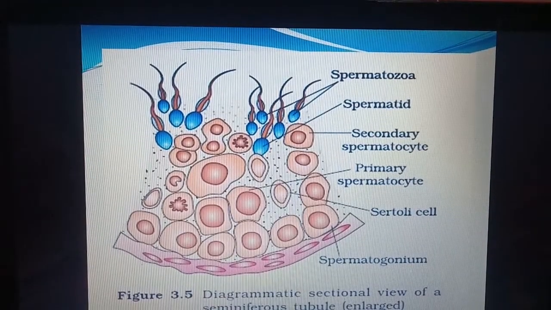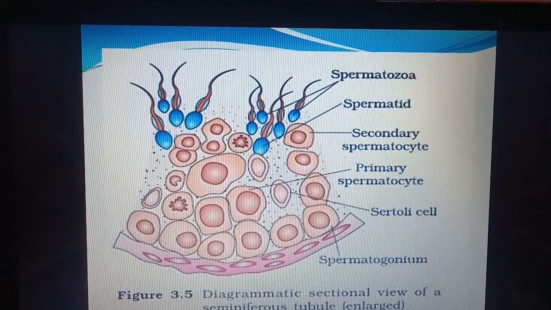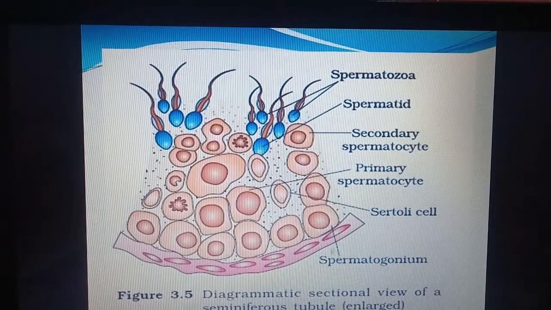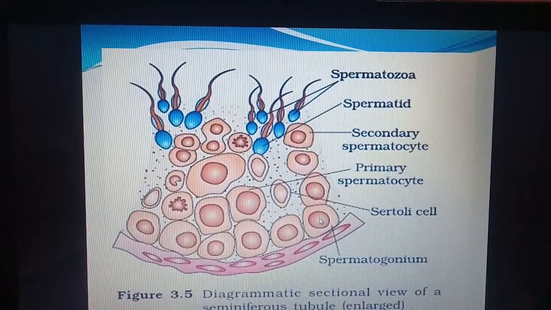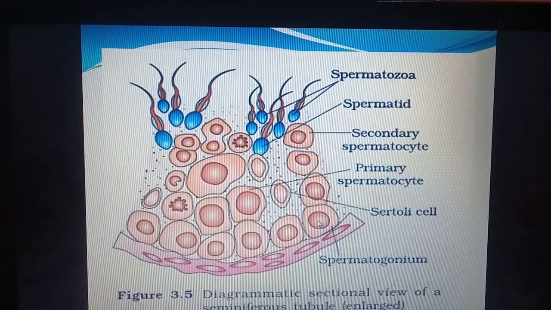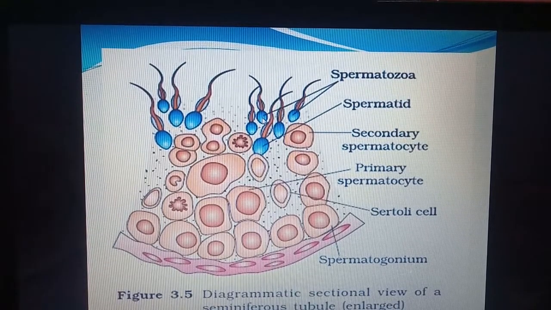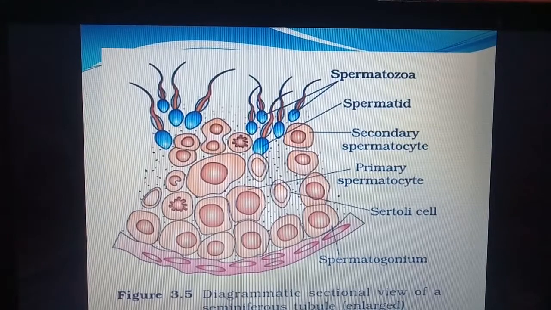So here we can see a diagrammatic sectional view of a seminiferous tubule. In this we can see first the spermatogonium, which is the mother cell. Then it divides to produce the primary spermatocyte. It again divides to form the secondary spermatocyte. Then they change into spermatids and finally spermatozoa or sperms, which are in the center of the seminiferous tubule.